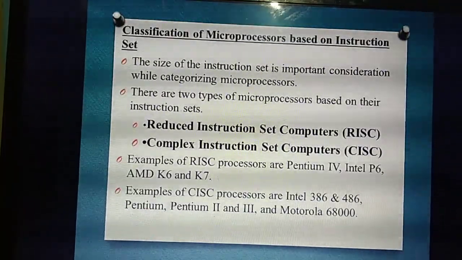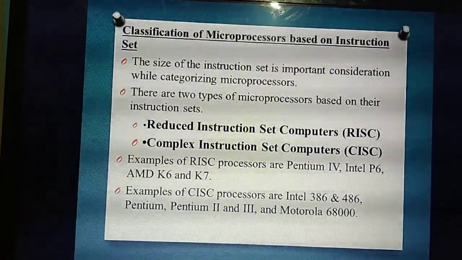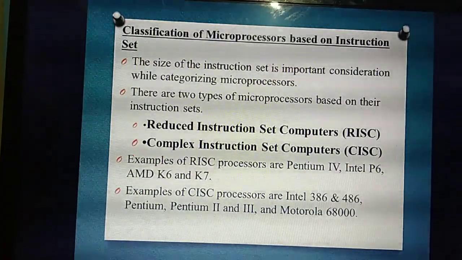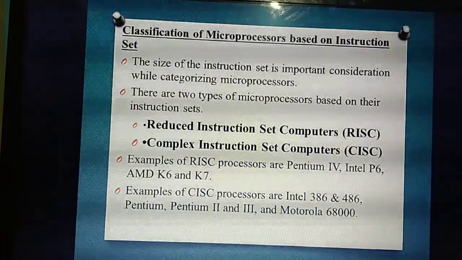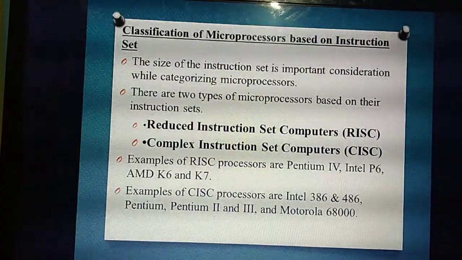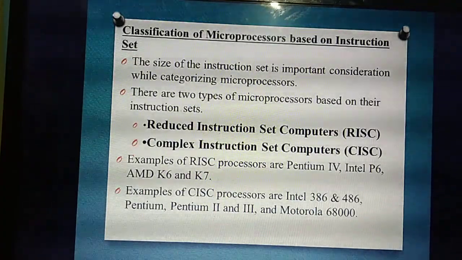Understand? Next is the classification of microprocessors based on instruction set. Here, what do you mean by instruction set? Already you have studied: a particular microprocessor takes what we are giving as input by means of commands, isn't it, or instructions.